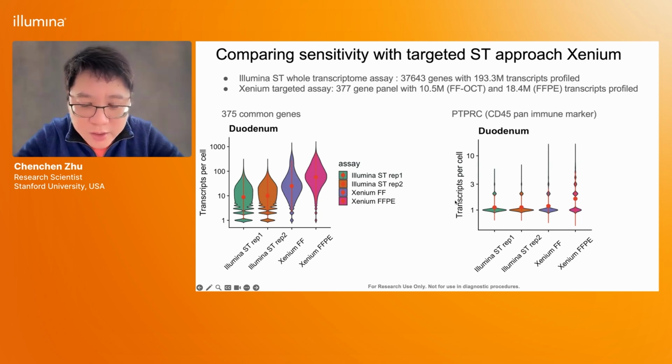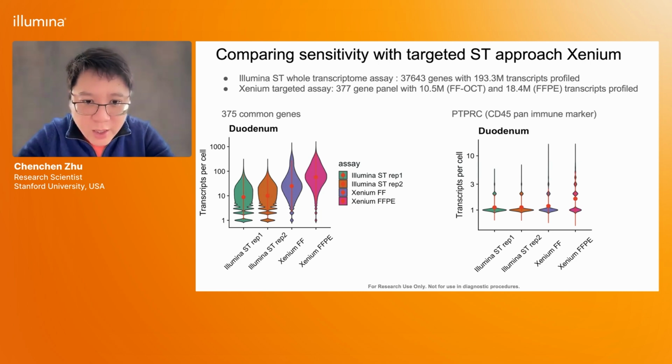And I also show here on the right for one particular gene, this pan-immune marker CD45, that the sensitivity is about similar when we use the fresh frozen sample for the two assays, and the FFPE comes out a little bit better, at least in our testing with the human intestine.